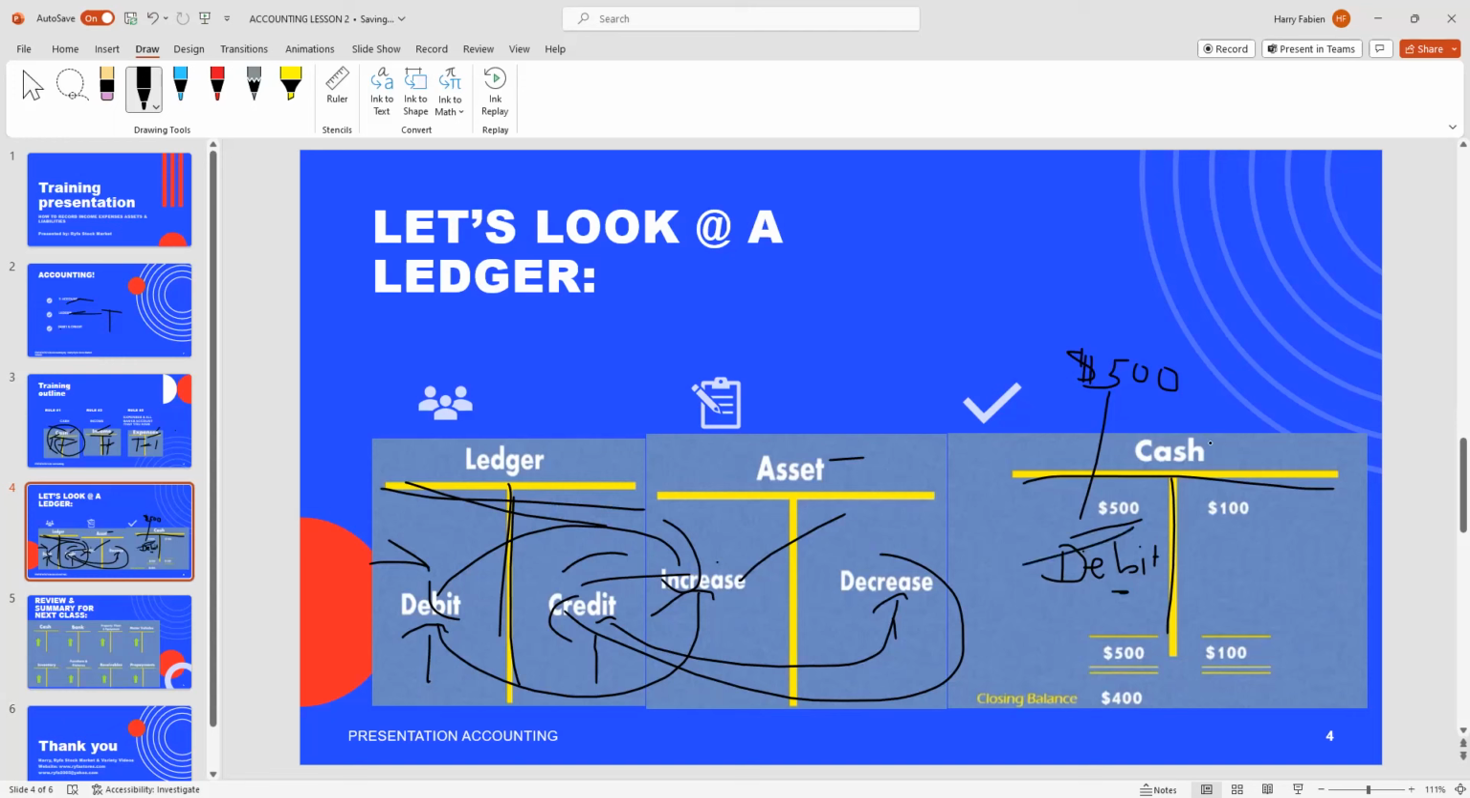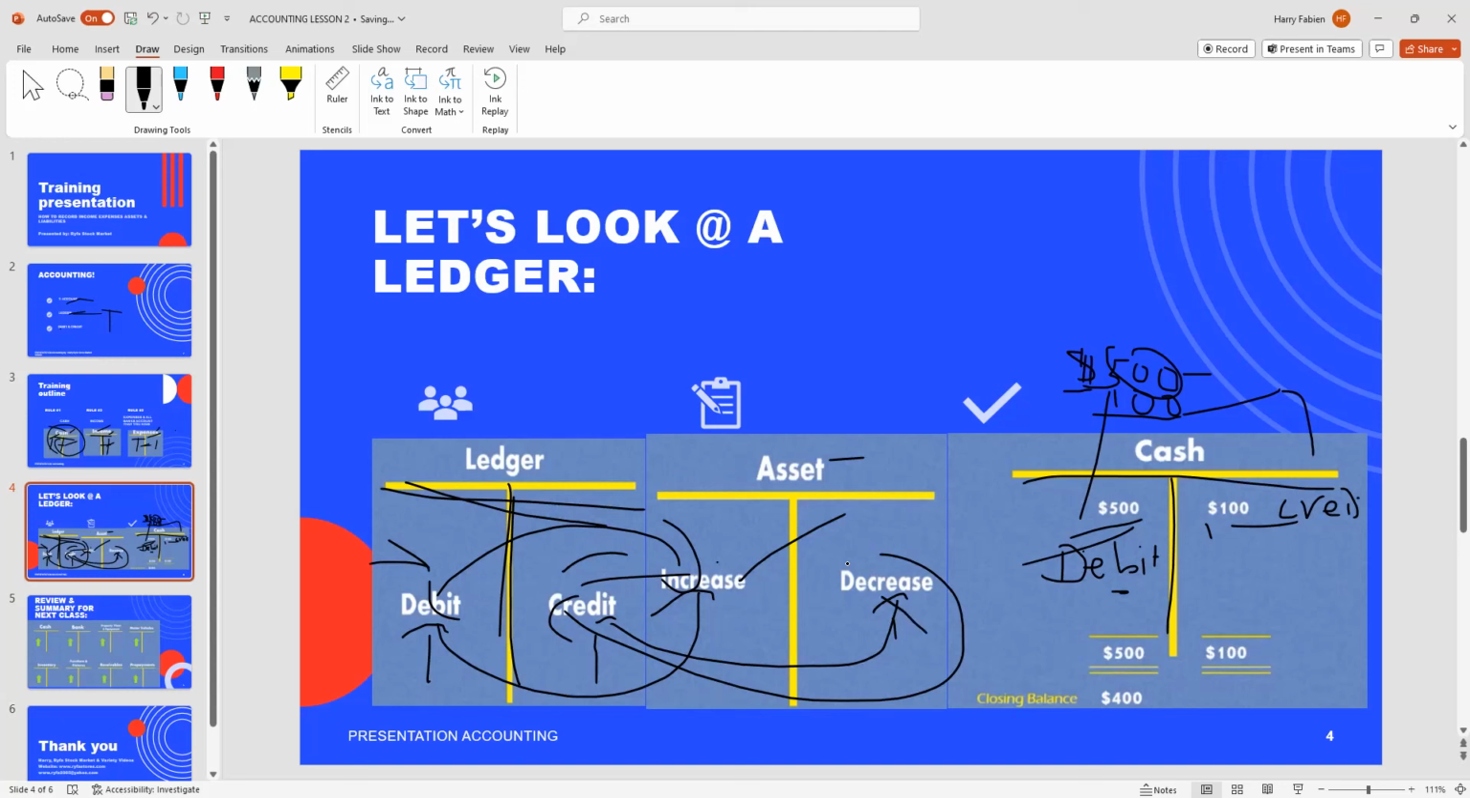After you enter $500, that's your asset, it goes to your debit. Now, you buy something for the business, you minus something for the business, like $100. That $100 goes to the credit side. Anytime you buy things or take things out from your asset, it goes to the credit side. So you put the $100 there, because you minus, you buy things. You put it on the credit side, which is the decrease side.